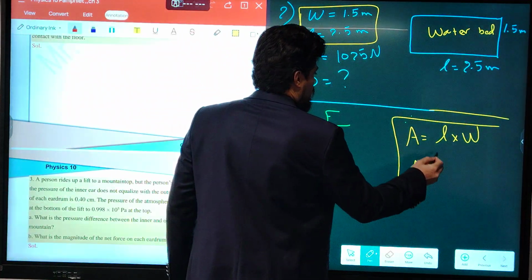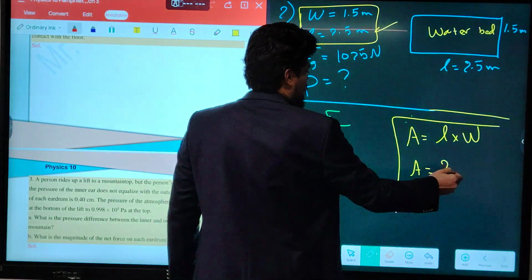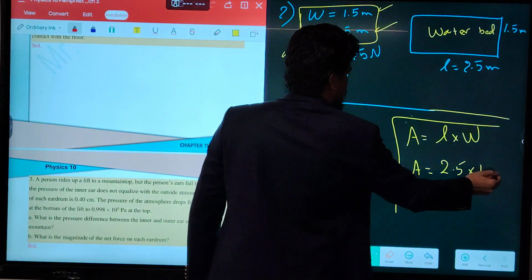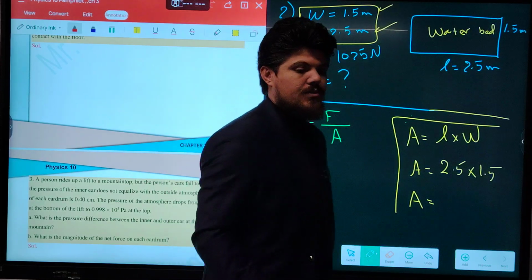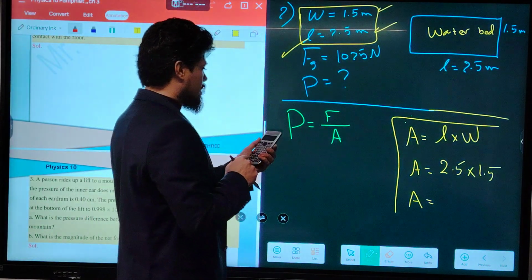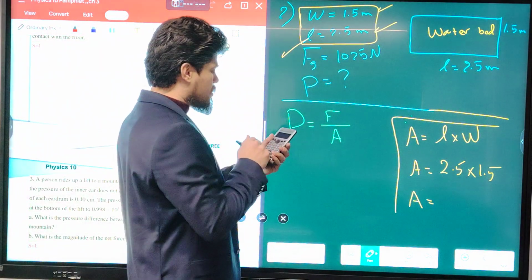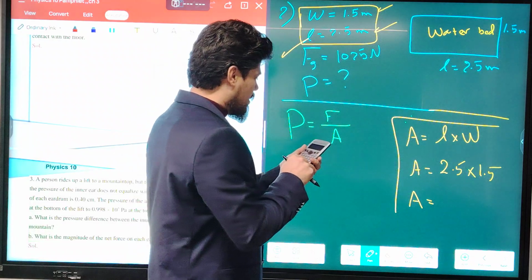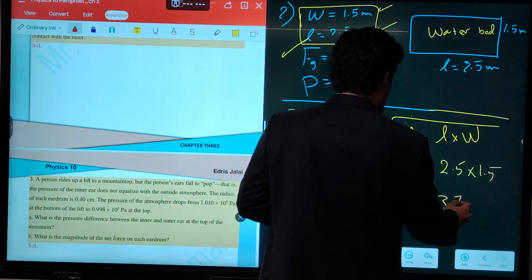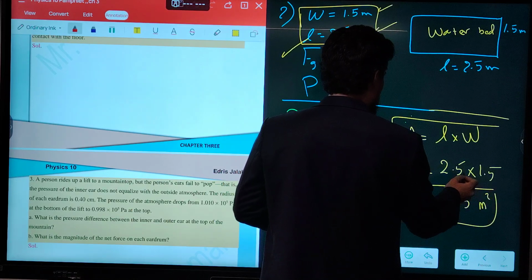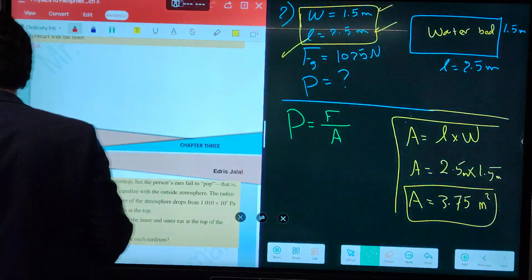So area is equal to what? Do we have length? Yes, 2.5 times. Do we have width? Yes, 1.5. Multiply them, so you can find the area of the waterbed that the gravitational force of 1025 Newton is exerted on. 2.5 times 1.5 is equal to 3.75 what? Meter square. Why? Because length is measured in meter, width in meter, and meter times meter is meter square.